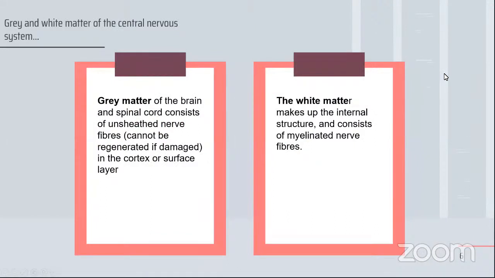As promised, we will talk about gray and white matters of the central nervous system. So we all hear that our nervous system consists of the central nervous system and the peripheral nervous system. And the central nervous system has what we call gray matter, which consists of unsheathed nerve fibers that cannot be regenerated if damaged. They are located in the cortex, or the surface layer of the brain, and the surface of the spinal cord. It also consists of the white matter, which makes up the internal structure and consists of myelinated nerve fibers. By saying myelinated nerve fibers, we mean sheathed and protected nerve fibers.